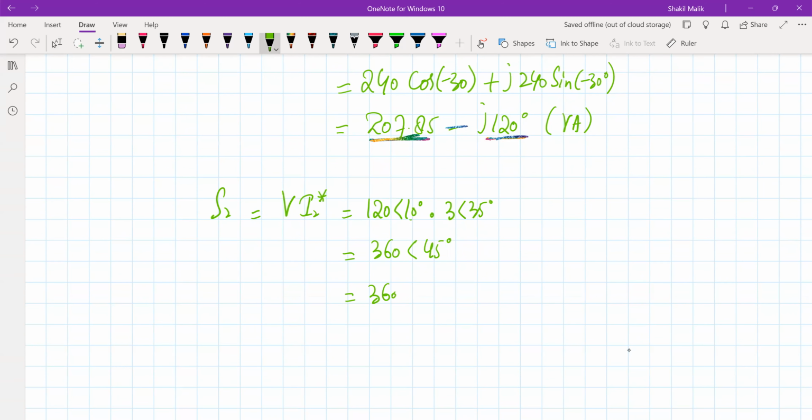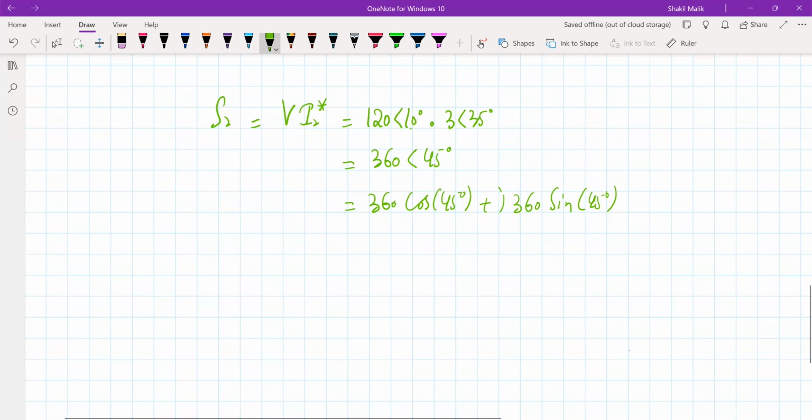So 360, we can express this in the electrical form: 360 cos 45 degrees plus j 360 sin 45 degrees. Please check and verify the calculations one more time. All right, so when you substitute the value of cos 45, you will get 254.6 plus j 254.6.